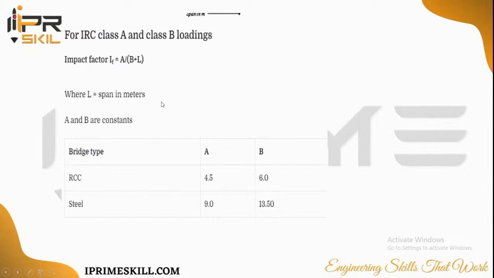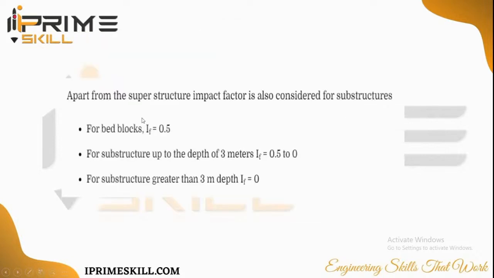When the span is this much in meters, if it is RCC or steel, you have to take the impact factor, which is given by the formula IF = A/(B+L), where A and B are constants. Apart from the superstructure, the impact factor is considered for the substructures also. So these are the impact factors up to a depth of 3 meters. How do you take the impact factor?